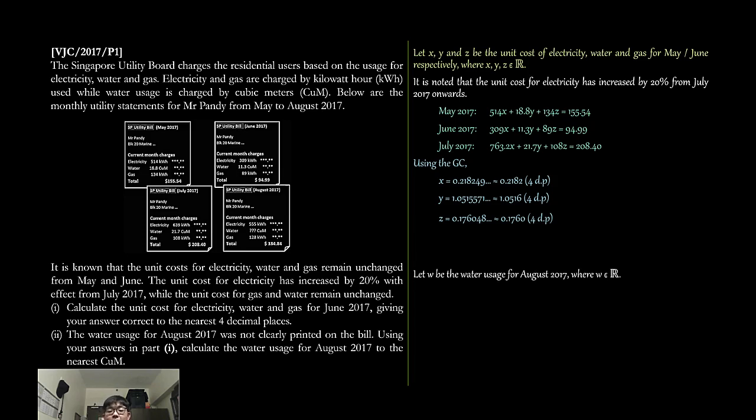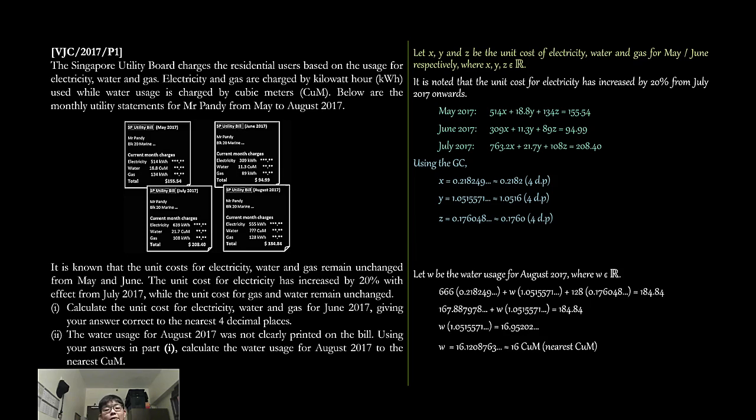Now, the easiest way is for me to say let W be the water usage for August 2017. So, I define it. Then, because the electricity rate in August is also 1.2X, I take 555 times 1.2, which will give me 666. So 666 times X plus W times Y plus 128 times Z. You should get $184.84. Now you expand them out, shift them to one side and make W the subject, and what I will get, when I approximate, is 16 cubic meters. So this is how you go about approaching this kind of question.